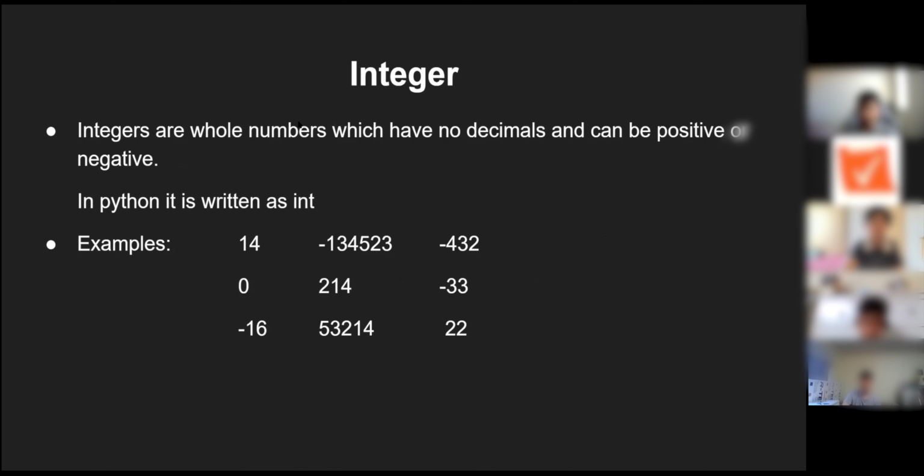An integer is a whole number. It has no decimals, and it can be positive or negative. In Python, we can just say 14, negative 214, negative 33. Oh, you have a question? When you include integers in Python, are they like normal integers in math? Yes, integers are just like normal integers, any whole number, including negative numbers.